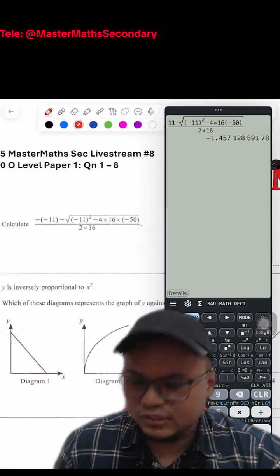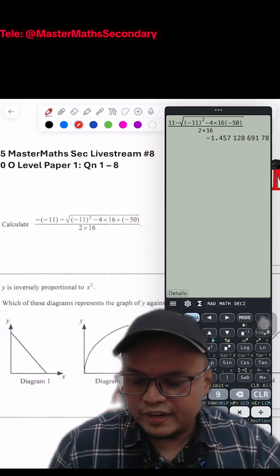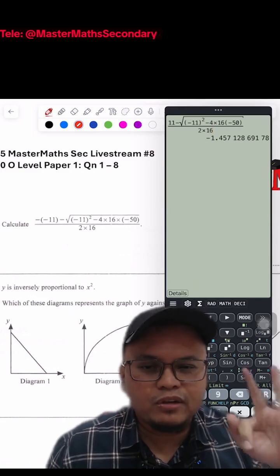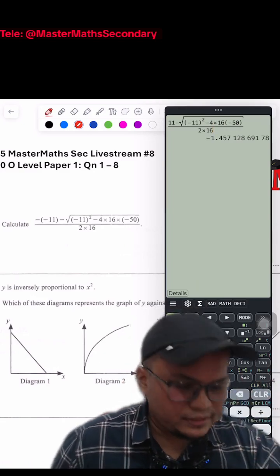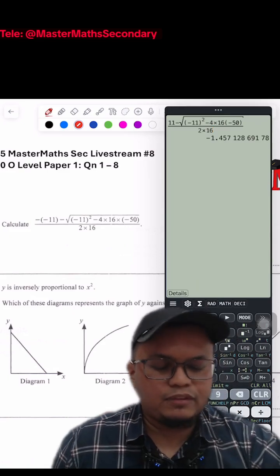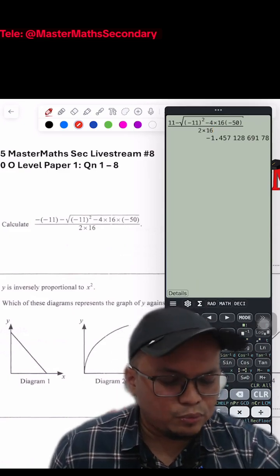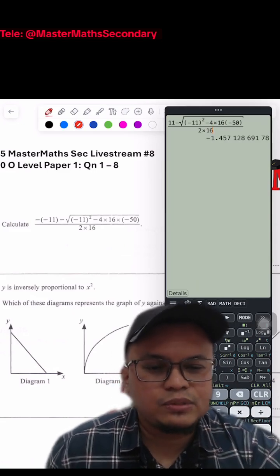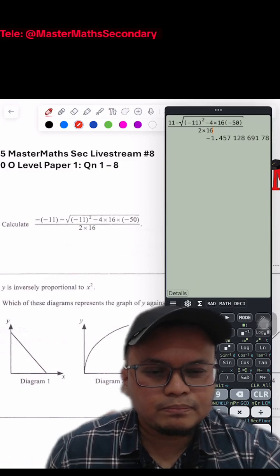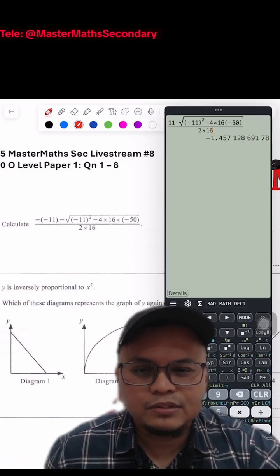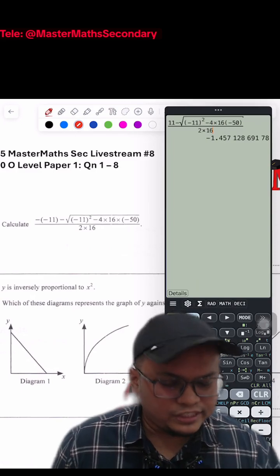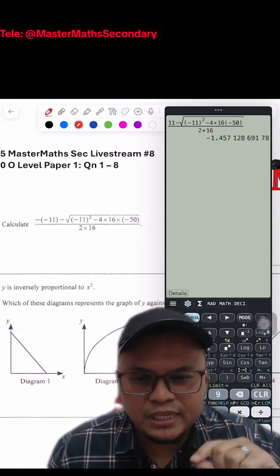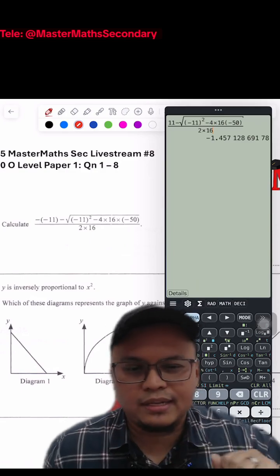So when you see the screen there, it's negative 1.457128. We round off to 3SF, right? 3SF would be negative 1.46. You will round up because after 5, the digit is a 7, right? So that's why we'll be rounding up. So that's why the answer is as such, like just now. You just have to key in your calculator correctly and you get the answers.